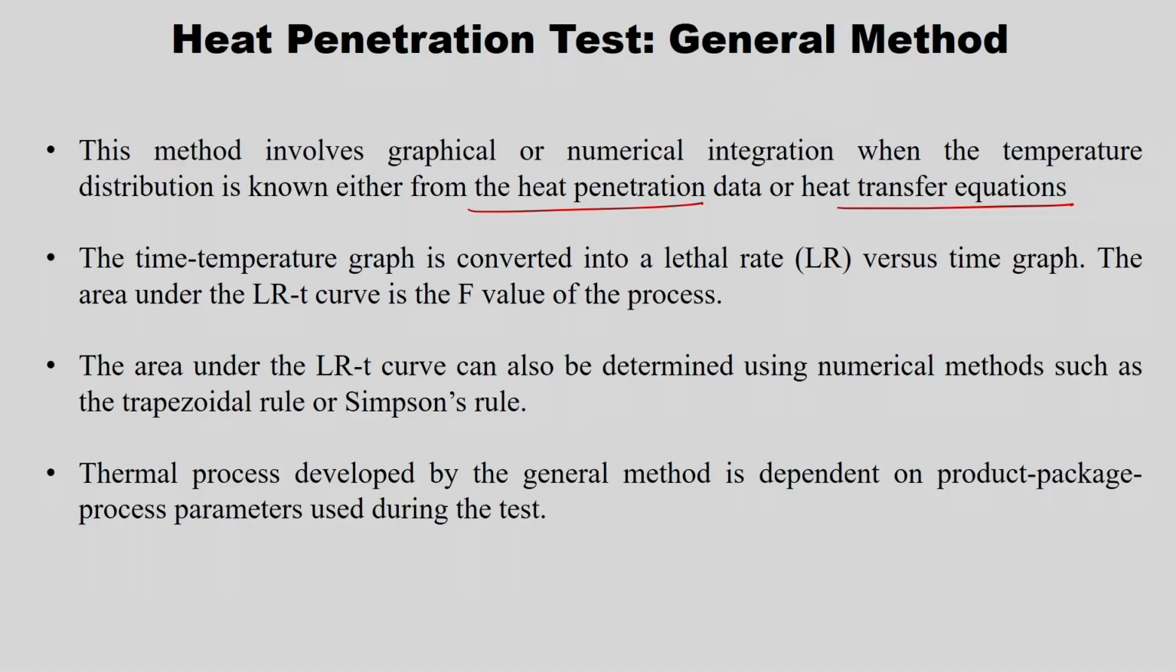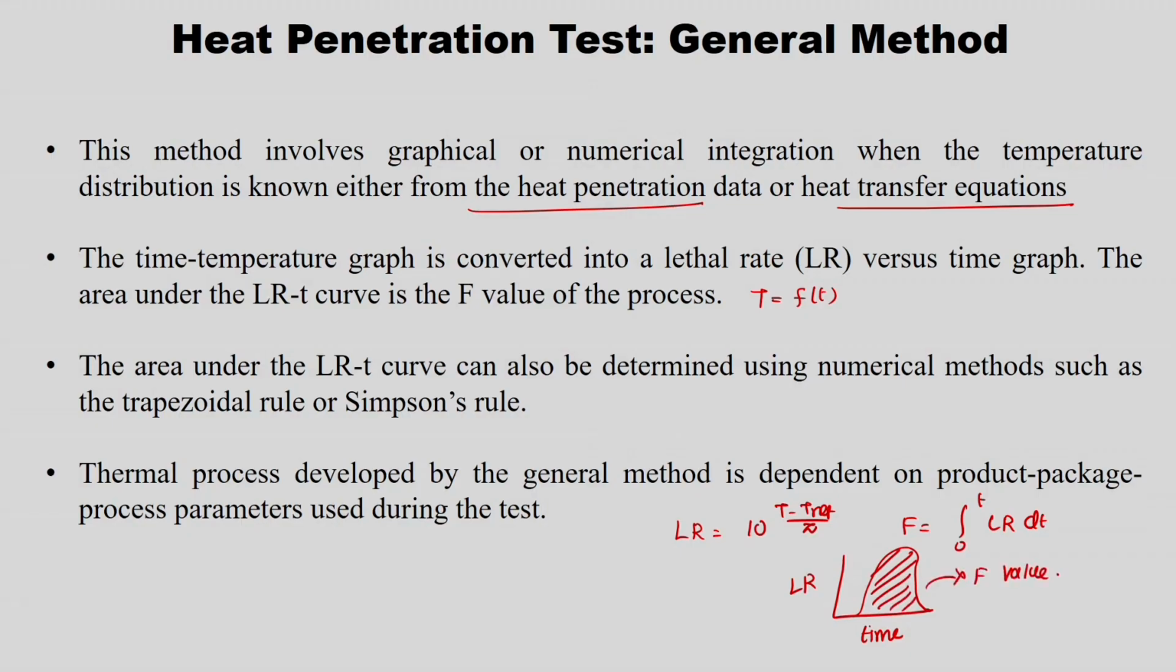So, once I do the heat penetration test and come up with temperature as a function of time, I will be able to calculate the lethality rate, which is 10 to the power of (T minus T reference) upon Z, right. So, from this I will be able to calculate F as the integral from 0 to t of LR into dt. This integration can be performed using numerical integration, either Simpson's rule or the trapezoidal rule, or you can simply plot time versus LR. So, your curve looks something like this. Then if you calculate the area under the curve, that is your F value. So, this way also one can do it.